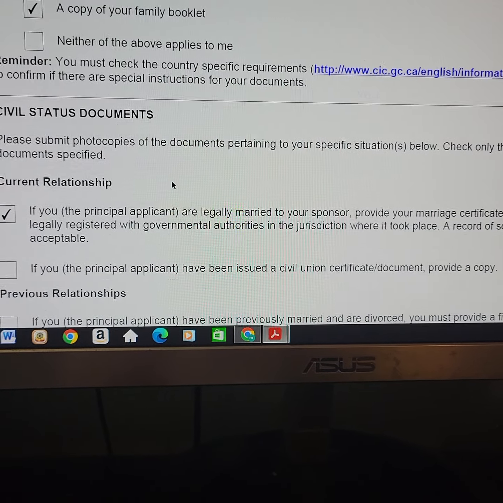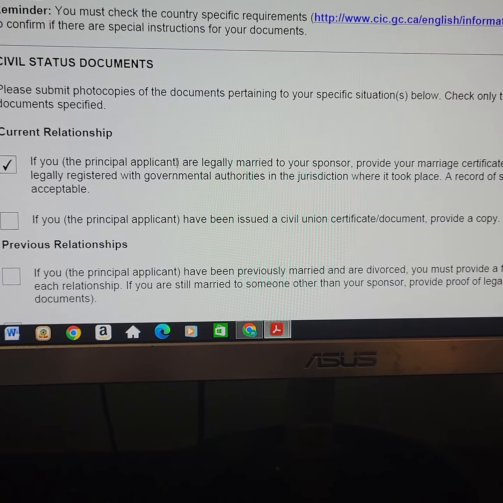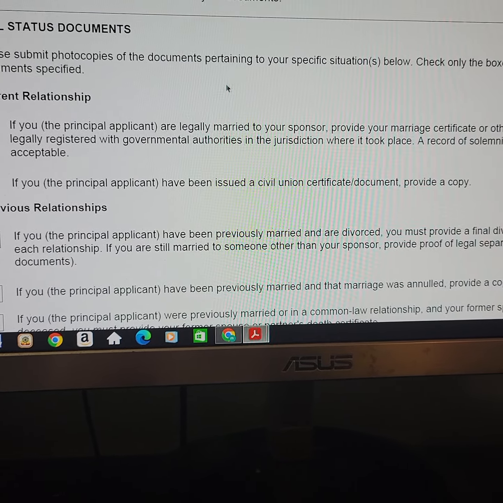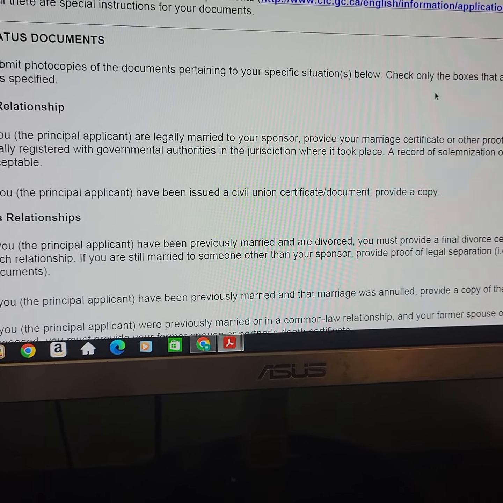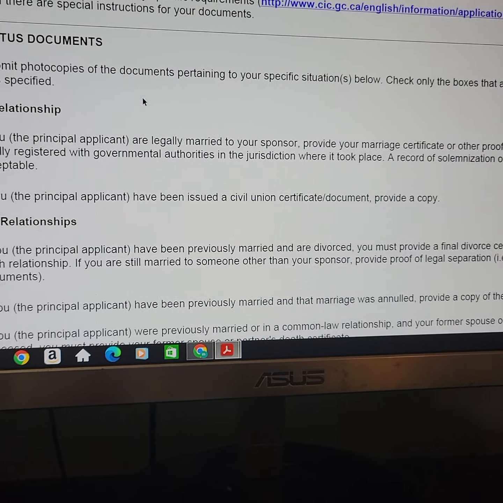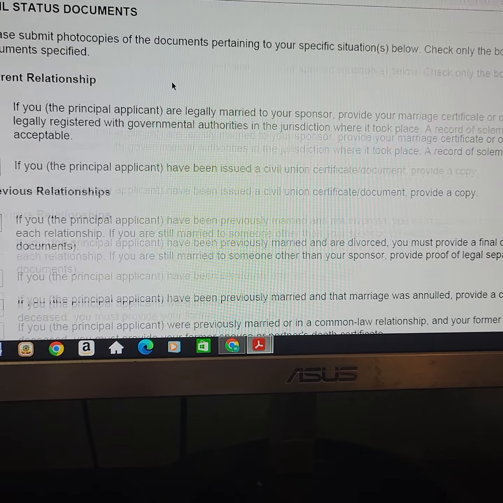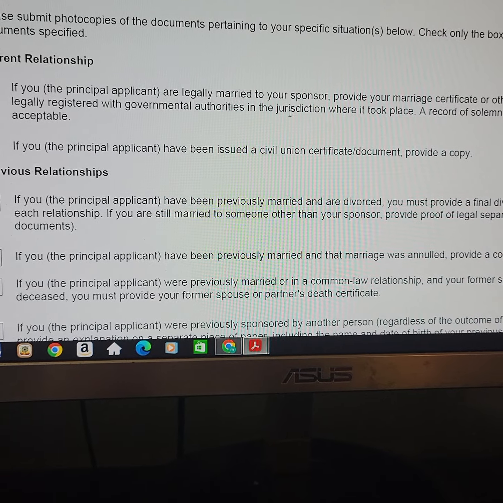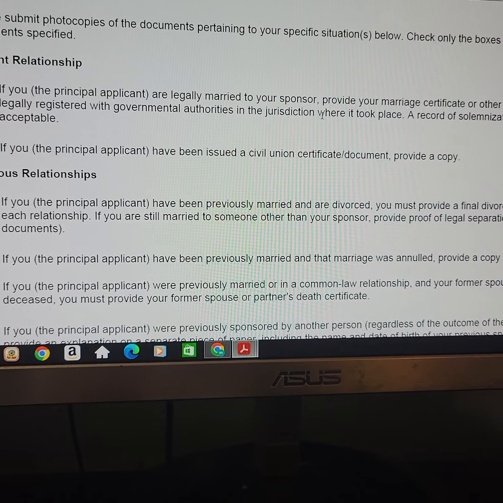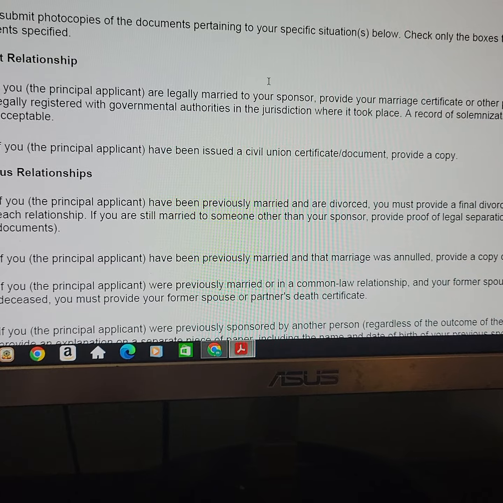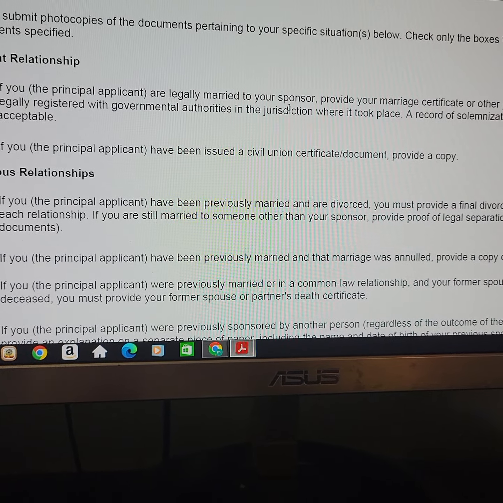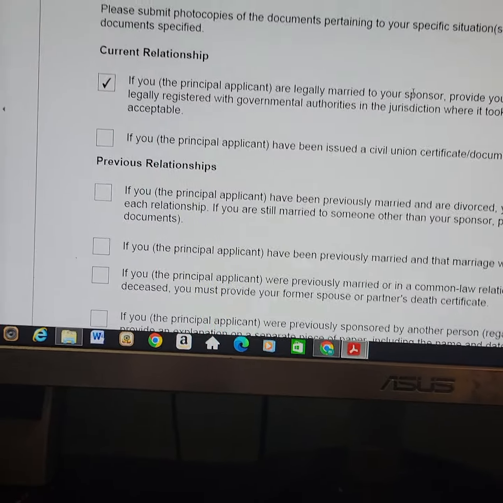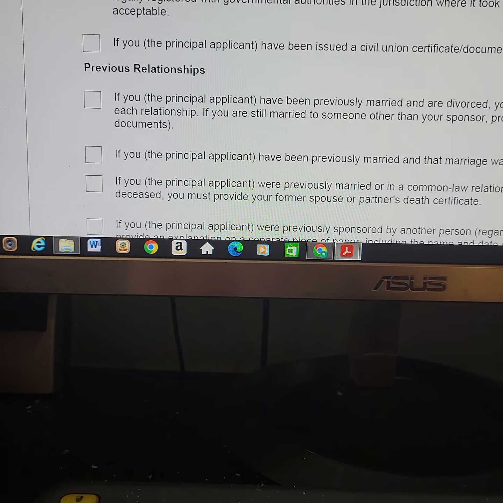Civil documents. This would be, please submit photocopies of documents pertaining to a specific situation below. Check only the boxes that apply to you and provide the documents specified. Current relationship. Now they're asking, if you, the principal applicant, are legally married to your sponsor, provide your marriage certificate. Obviously, once you got your marriage certificate, you translated it from Arabic to English, or French. That is the one that you will have to submit.